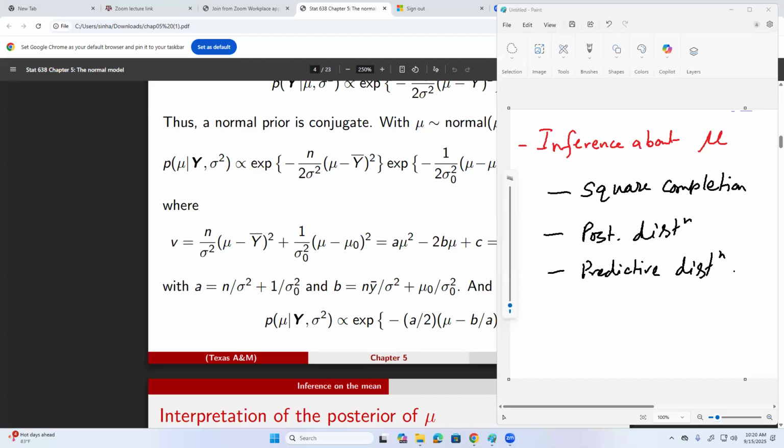So in today's lecture, we will talk about inference about mu, the mean parameter of the normal distribution. Specifically, we'll talk about three things. One is the technique of square completion, then the posterior distribution, and the predictive distribution. And if time permits, then we'll talk about inference of mu and sigma square together.